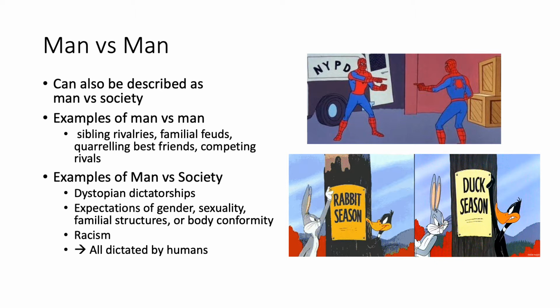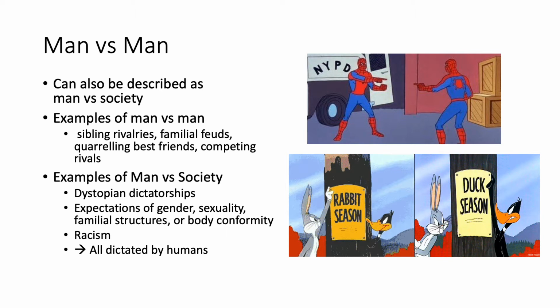Think of almost any story and there will be a good and a bad character. The hero is against the evil villain, trying to stop the villain from whatever horribleness they have planned. This is a perfect example of man versus man conflict. However, this can also be described in much simpler terms. Sibling rivalries, familial feuds, quarreling best friends, and competing rivals are all examples of man versus man conflict in narratives.